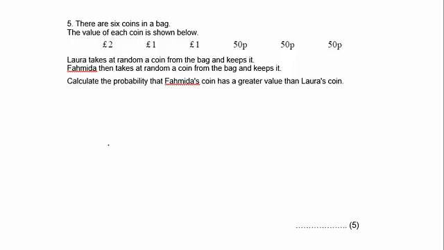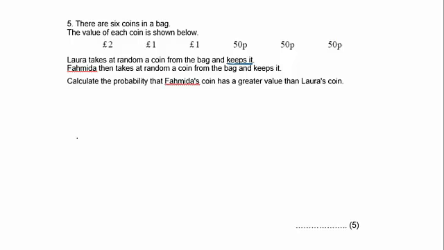So a probability question here. Couple of things to note. Laura takes the coin and keeps it. So it's what we call conditional probability, because when Famida goes to take a coin out of the bag, there's going to be fewer coins in. So the probability of picking each coin is going to change from when Laura does it to when Famida does it.